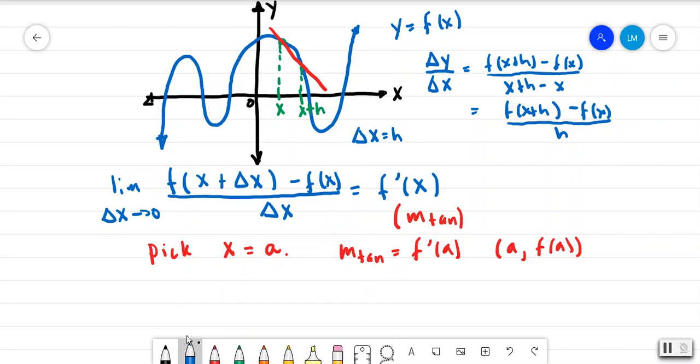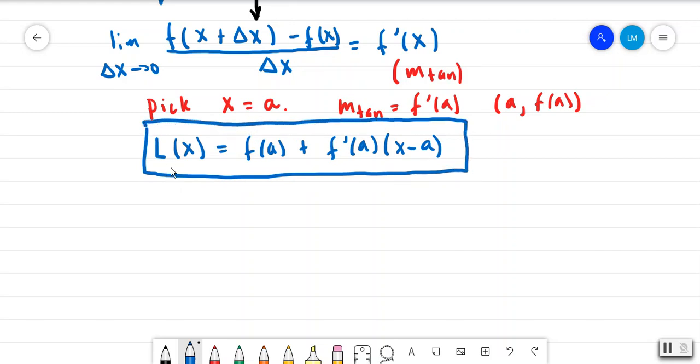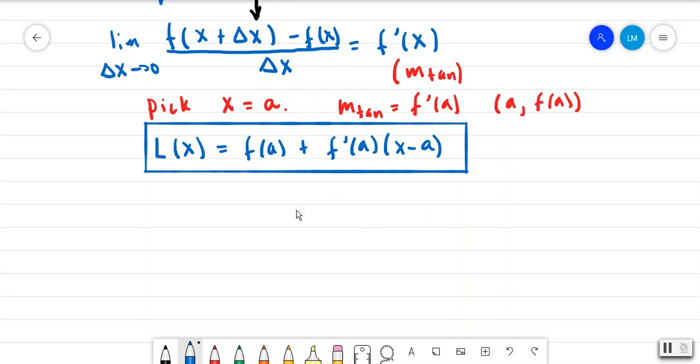So this gives us an equation of a line. It gives us the following equation of a line that says L of x is equal to f of a plus f prime of a multiplied by the delta x, which in this case we're just going to put as x minus a. Okay, so here what happened now is that this is what we call the linearization of a function at a point, and we call it x equals a. So here we're just going to say that this is the linearization at x equals a.